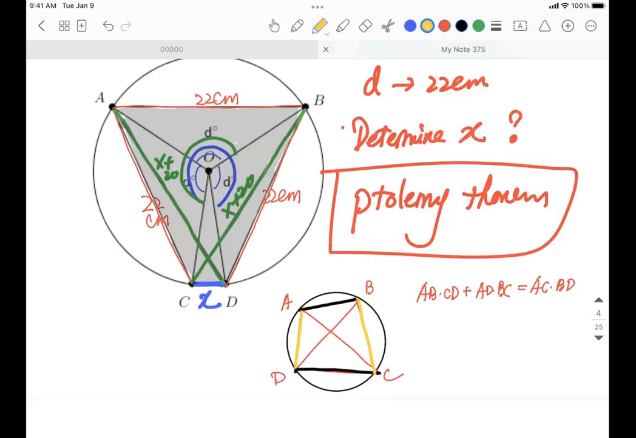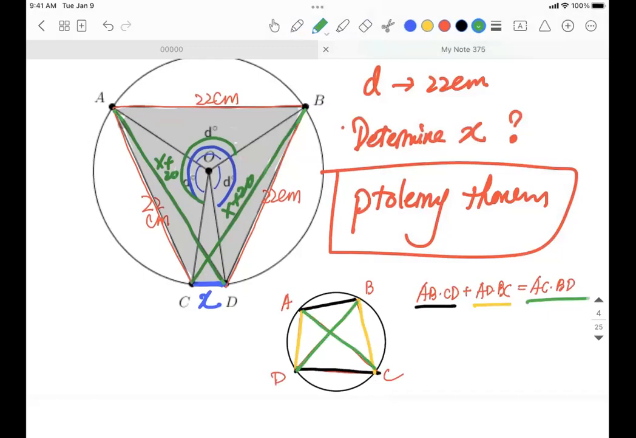If you have two opposite sides, you multiply them, and add them together, it's going to be equal to the product of the two diagonals. So this is AB times CD, the two black ones, AD times BC, the two yellow ones, equals AC times BD, the two green ones. This is a very important theorem. Remember it. It works for all cyclic quadrilaterals.